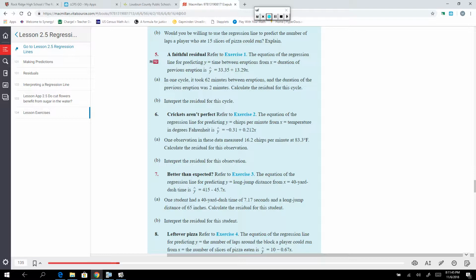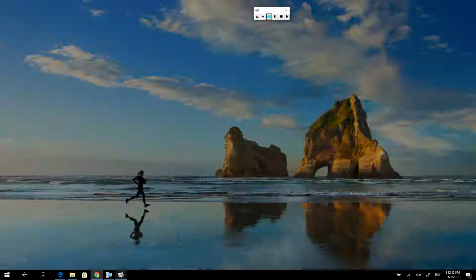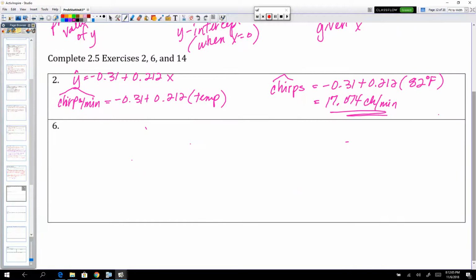To calculate the residual, you need the actual data point and the predicted data point. We have the actual value of 16.2. That's what they actually measured. They actually observed that. What we need to do is figure out what this regression line had predicted it would be based on 83.3 degrees Fahrenheit. So let's calculate predicted. Let's predict chirps at 83.3. So predicted chirps is 17.3496, and if you had rounded, that's fine.